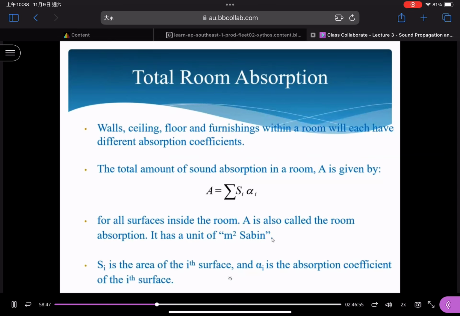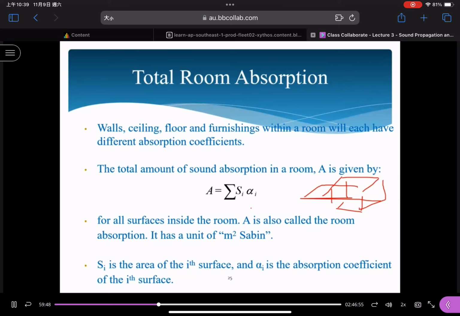Because different materials have different absorption coefficients, when you compare the wall and the carpet, the absorption coefficients are different. So we need to calculate using the basic equation like this. What is S? Si is the surface area. If we consider a single rectangular room, we have a total of 6 surfaces: 4 walls, the ceiling, and the floor. So we have S1 to S6, and because they can be made of different materials, each has its corresponding value.